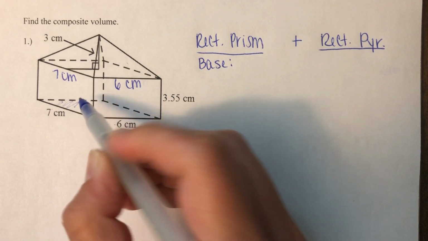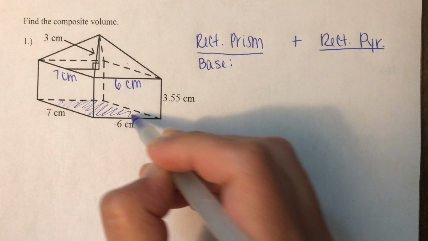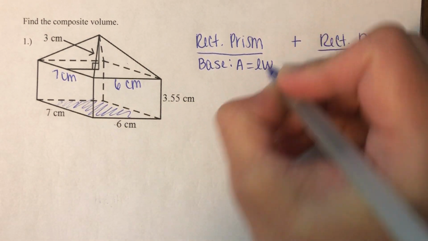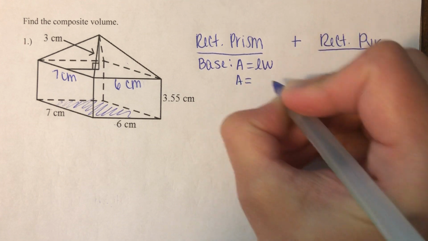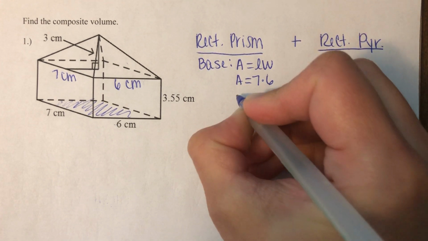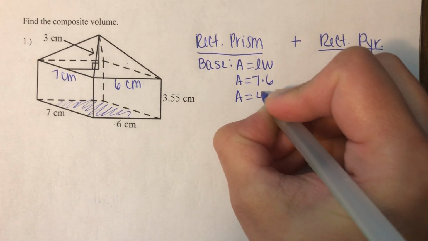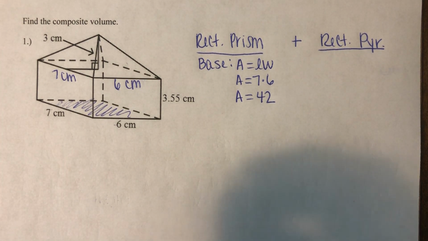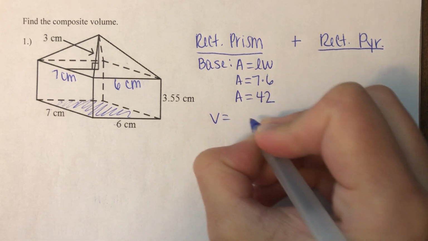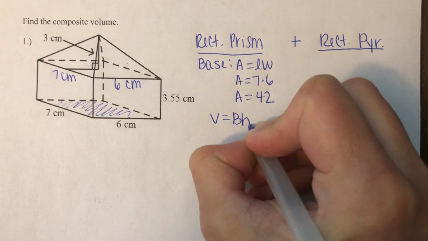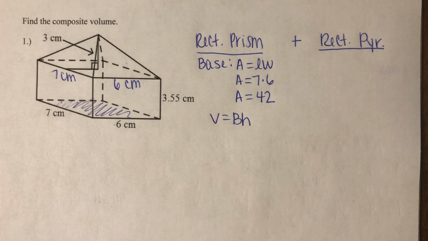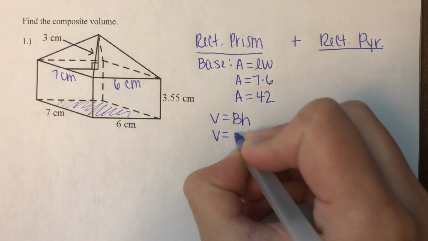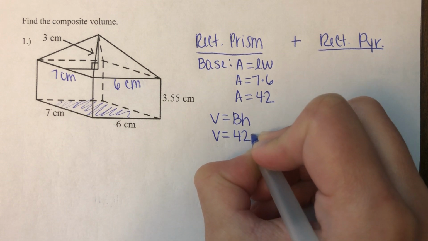The bottom was that rectangle, length times width. So 7 times 6, which is 42. For prisms, the volume formula was area of the base times the height, right? The prisms don't have the 1/3 in them, just the pyramids do. So that 42 goes in for that capital B.